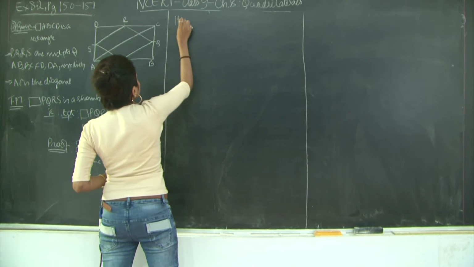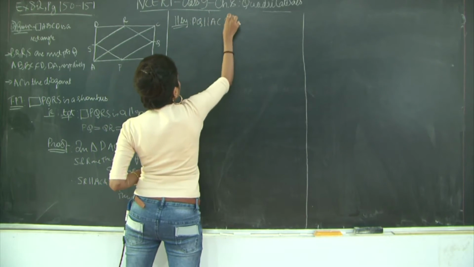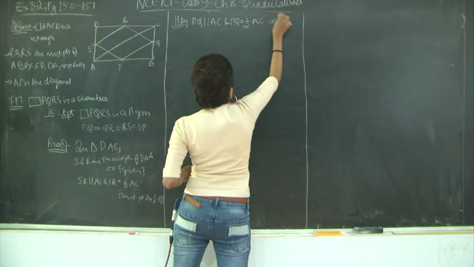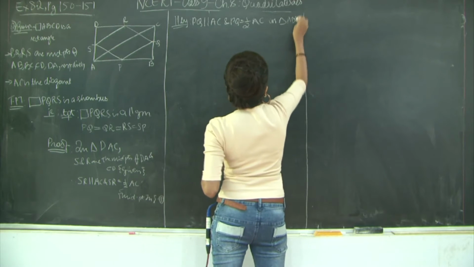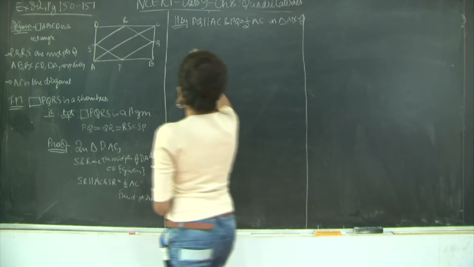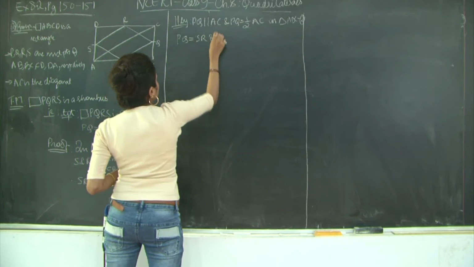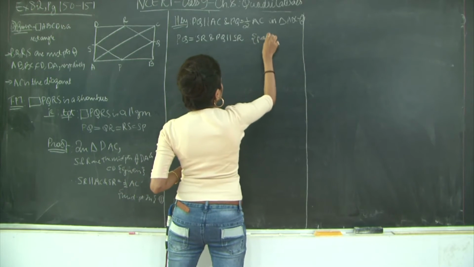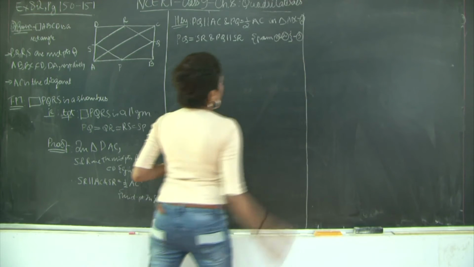Similarly, I have PQ parallel to AC and PQ is equal to half of AC in triangle ABC. Right? Let's mark this as 2. So what do we get from 1 and 2? That PQ is equal to SR and PQ is parallel to SR. I'll say from 1 and 2. Let's mark this as 3.